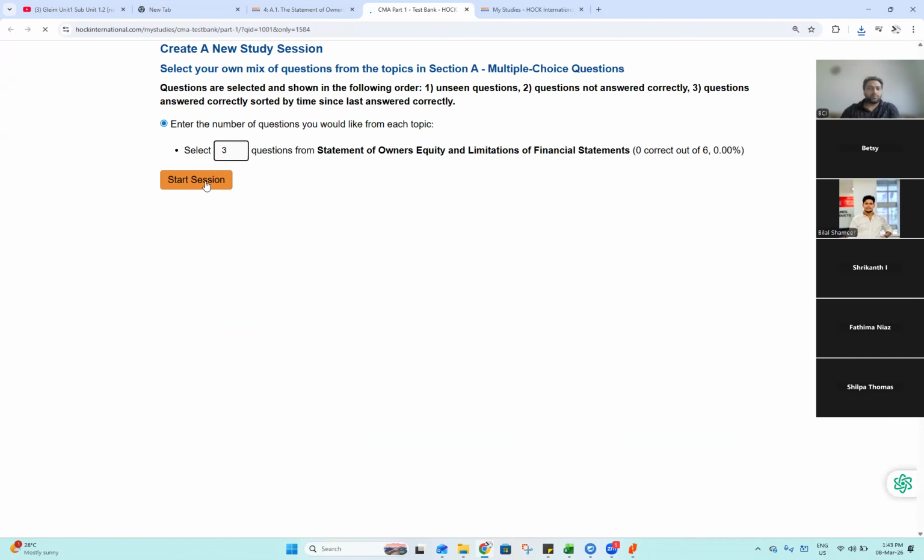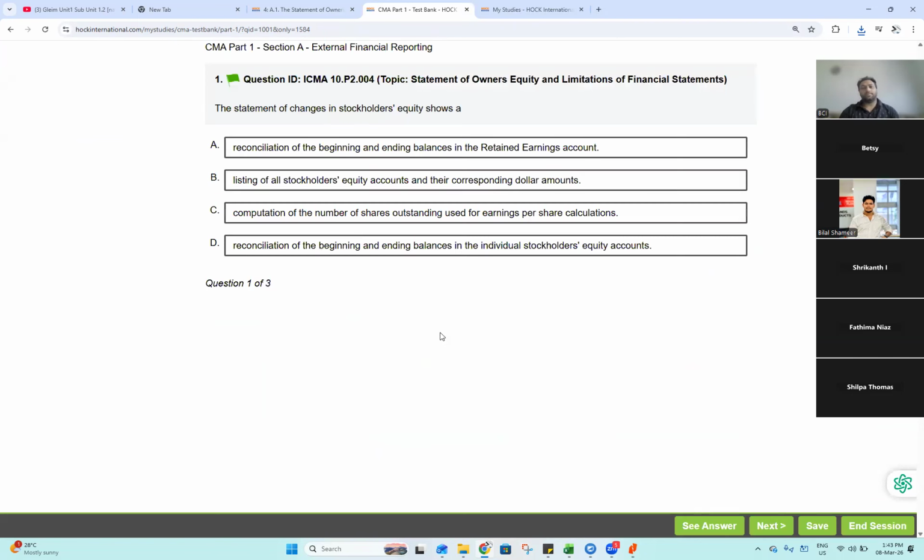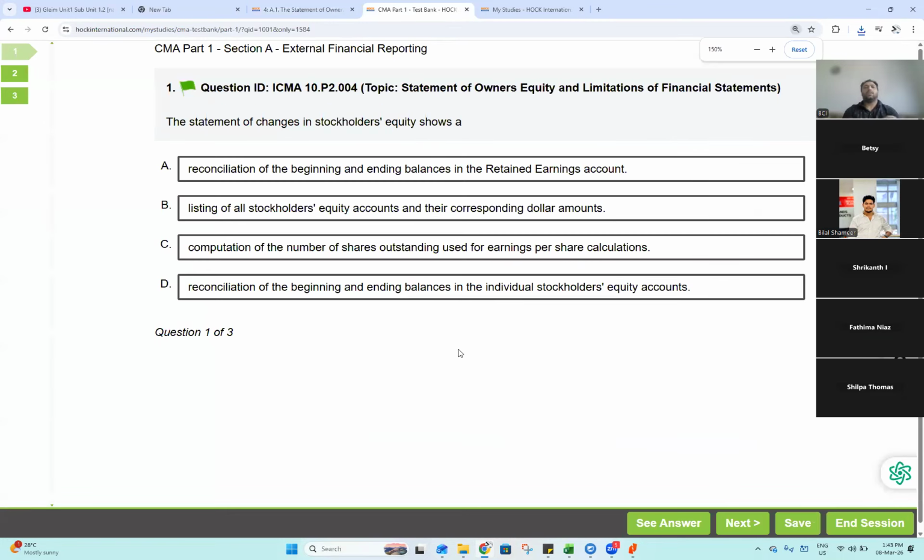Let's do. A statement of changes in stockholders' equity shows a what? Reconciliation.